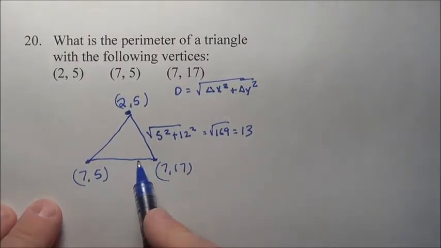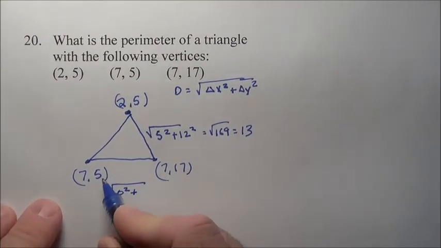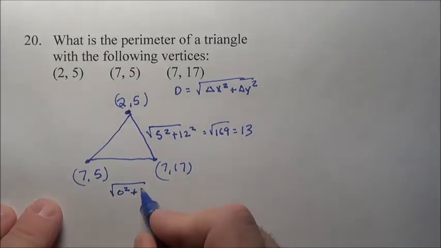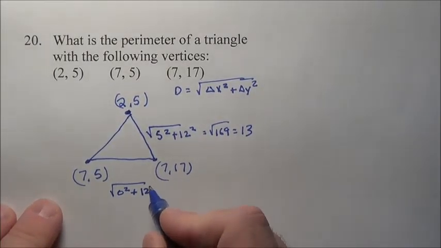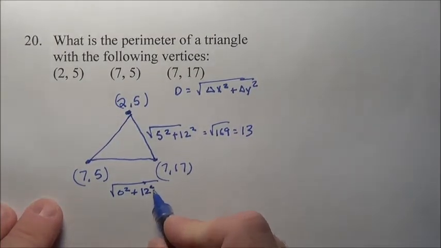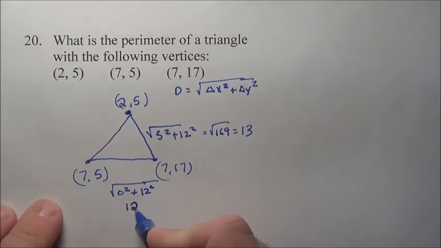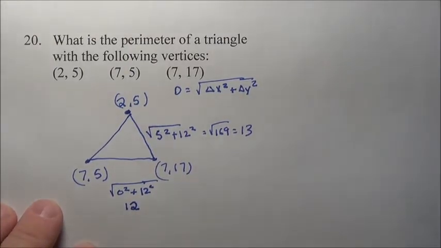Let's look at the difference here. Again, it's going to be the change in my x's squared. 7 to 7, there's no change there. 5 to 17, that's a change of 12 there. So change of 0 squared plus the change of 12 squared. So that's going to be a square root of 144. Square root of 144 comes out to be a perfect 12.